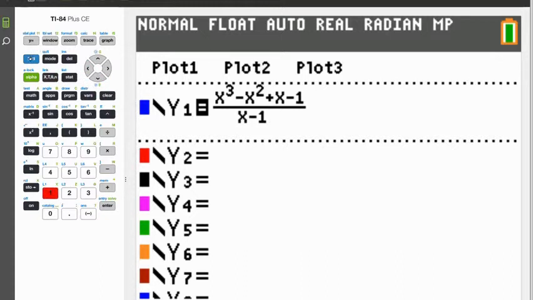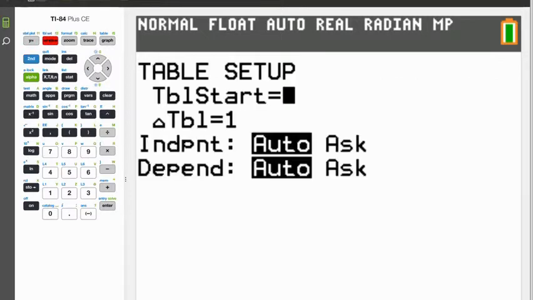And I'm going to go to Table Settings, which again is second window. I want to start at 1, and I want to count by some decimal values. So I'm going to change this so that I'm counting by 0.001. And then I'm going to go to my table.